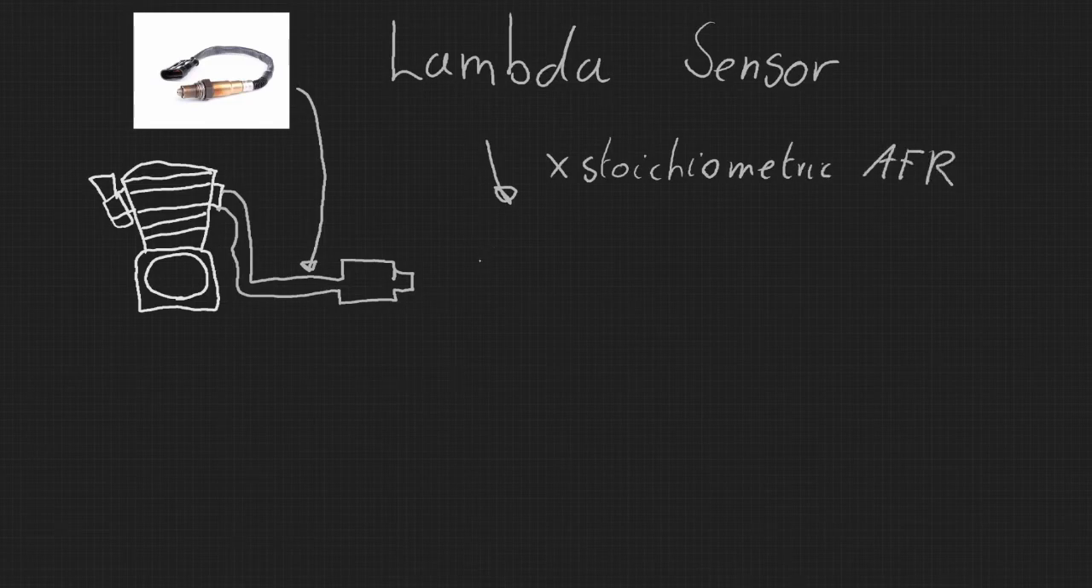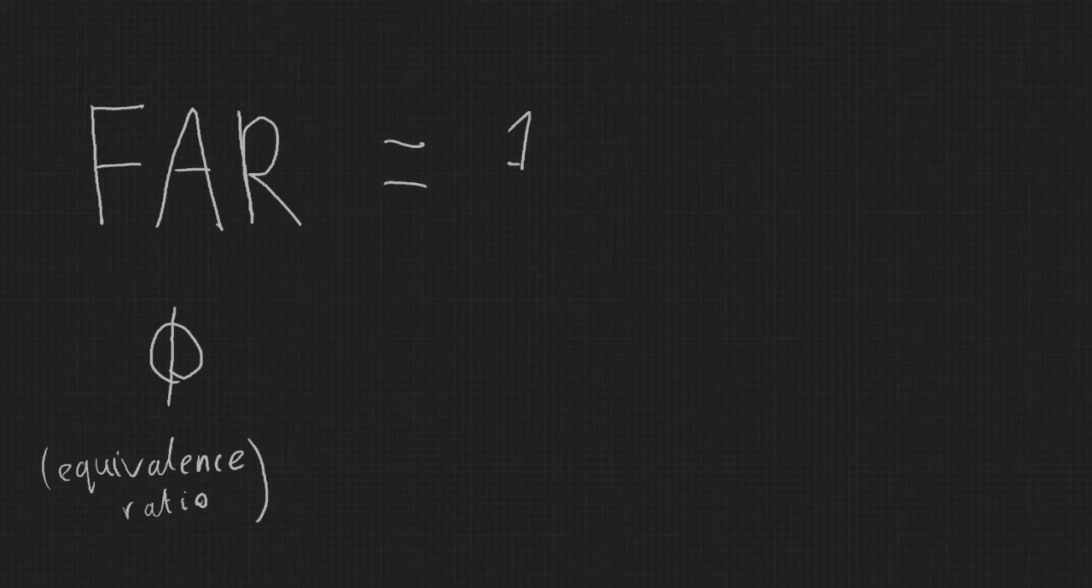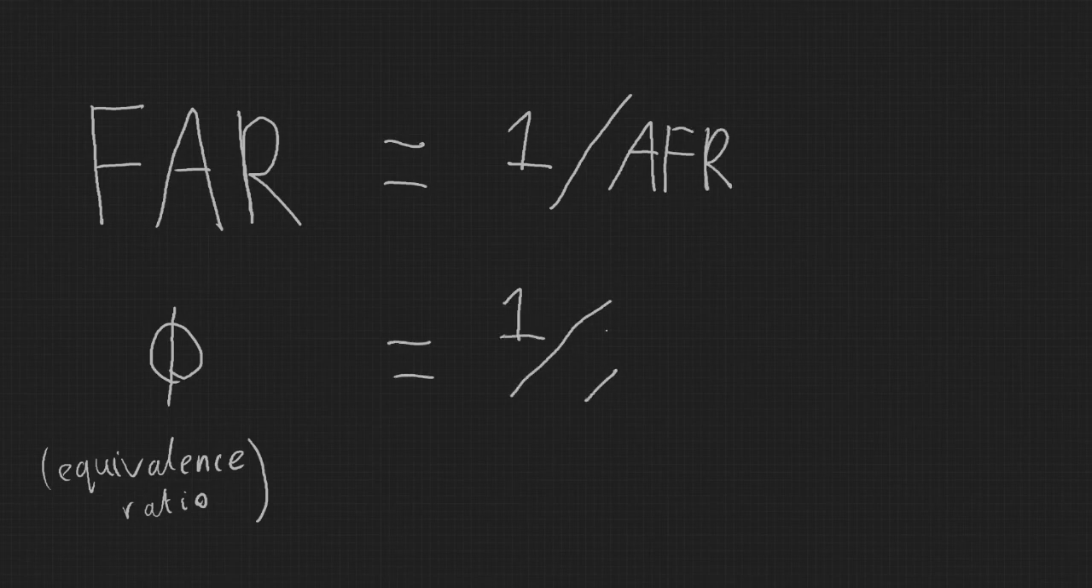The sensor can be converted to display AFR by multiplying the reading by stoichiometric AFR, but this obviously needs to be the correct value for the correct fuel. Before we finish, it is worth noting there is also fuel-air ratio, or FAR, and equivalence ratio. These are pretty similar, but are simply the inverse of AFR and lambda. You'll rarely see these used, but in case you do, the formulas are simply AFR is equal to 1 over FAR, and lambda is equal to 1 over equivalence ratio.